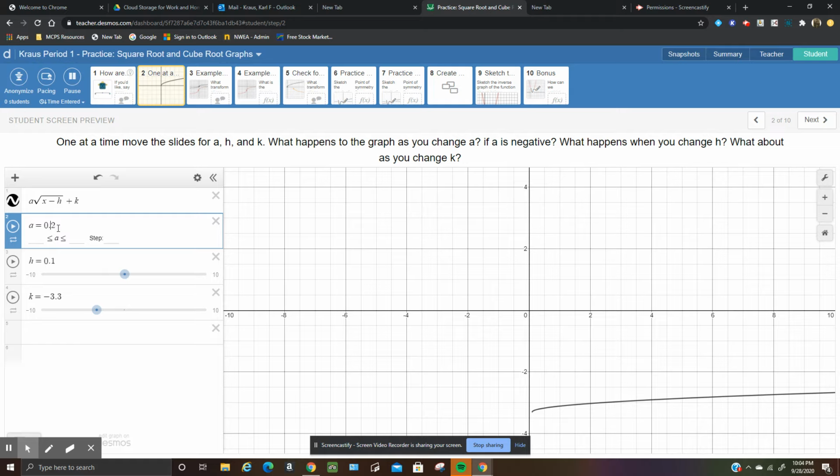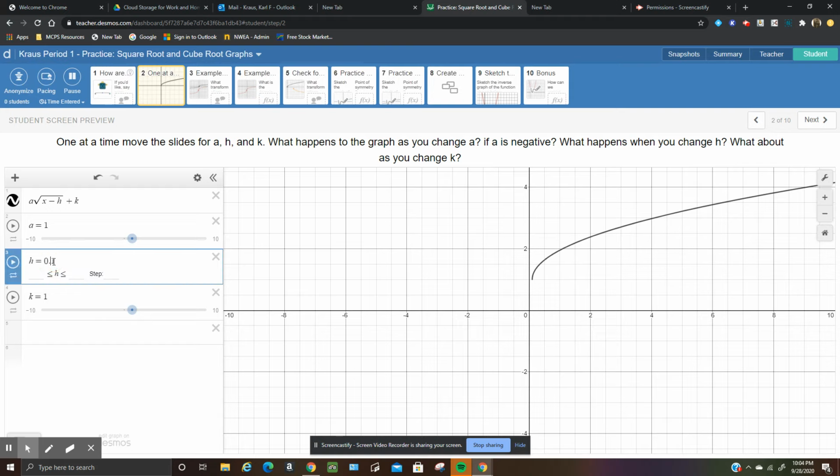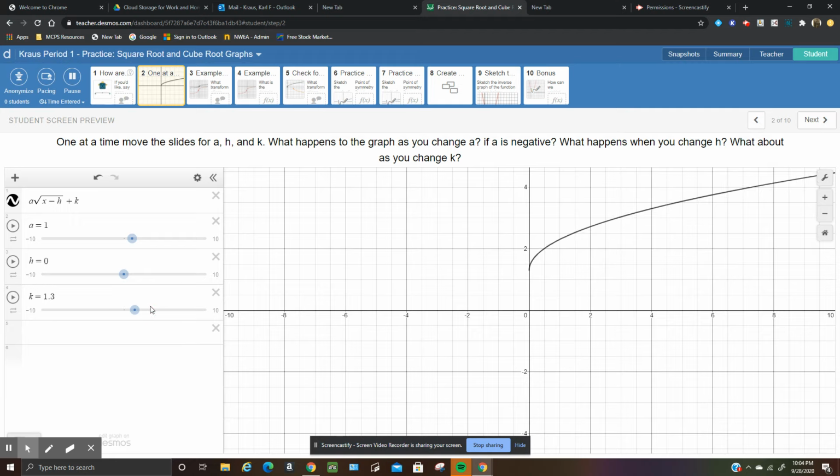Let's make this a 1 here. Okay, moves the graph up and down. Let's make this a 0. So I make H 0 and then just move K here. So I slide K. Having trouble with my mouse here. So sliding K: positive up, negative down.